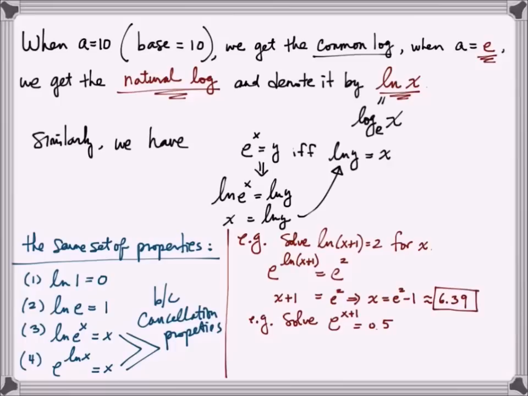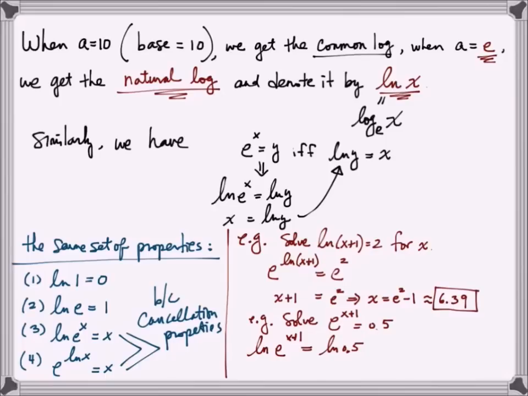Let's look at another example. I want to solve e to the x plus 1 equals 0.5. To get x to come down from the exponent, I'm going to apply the natural log to both sides, to get the natural log of e to the x plus 1 is equal to the natural log of 0.5.